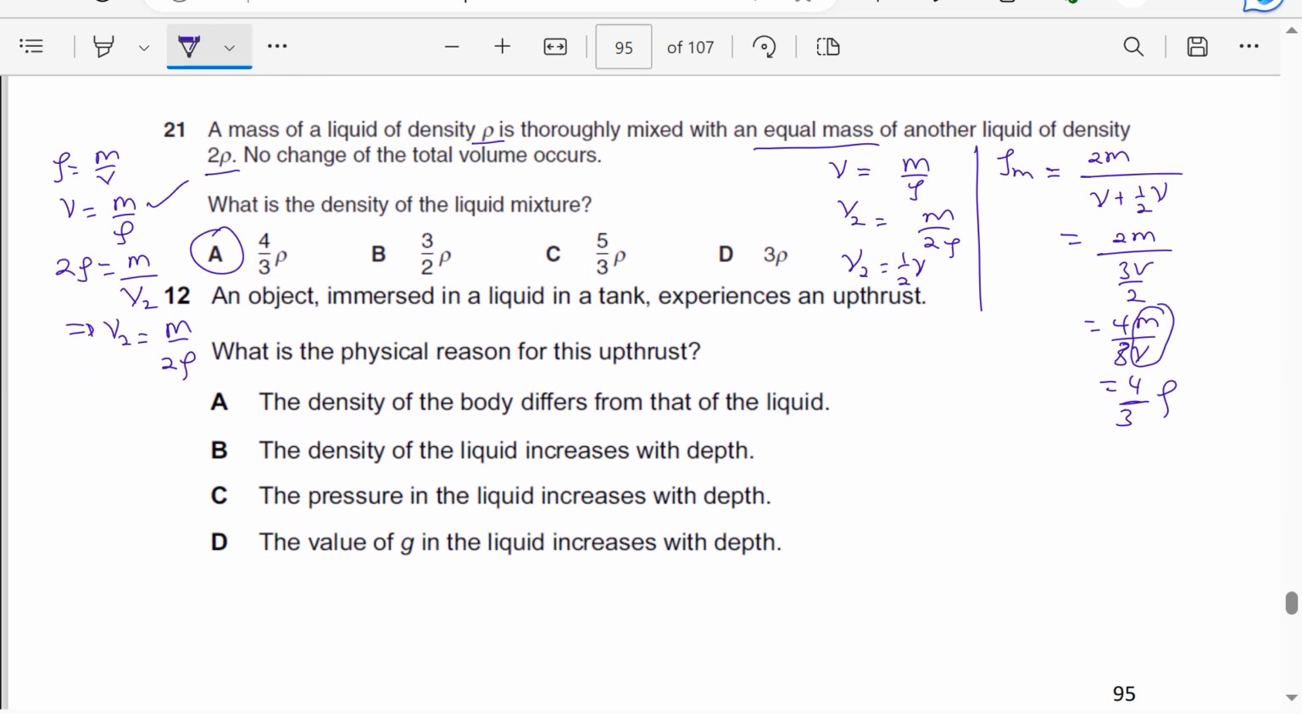An object immersed in a liquid in a tank experiences upthrust. What is the physical reason for upthrust? Upthrust is due to the difference in pressure on the top and the bottom of the object, and we know that pressure increases with the depth. So the answer is C. The pressure in the liquid increases with depth, because pressure is equal to density times g times the depth. Rho and g are constants. h is the one which increases as the object sinks, so pressure increases with depth. So the answer is C.